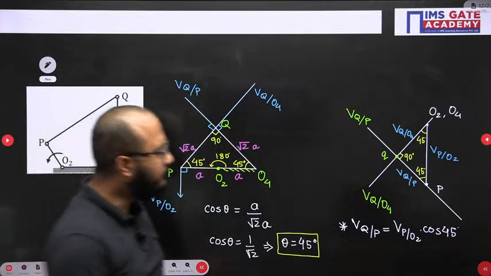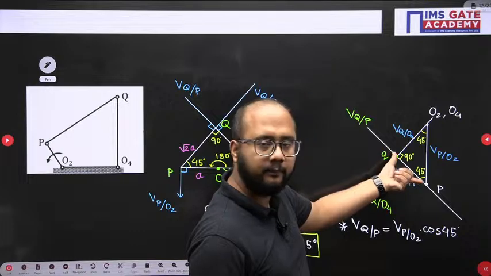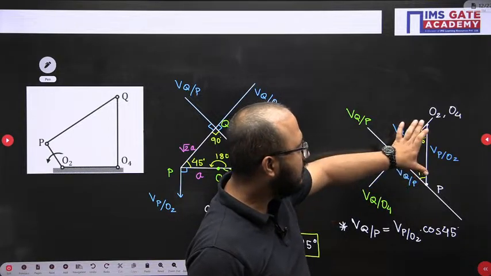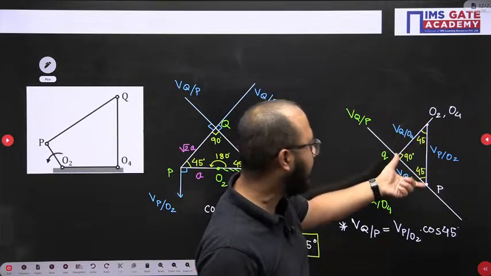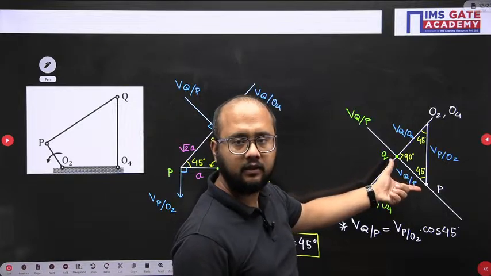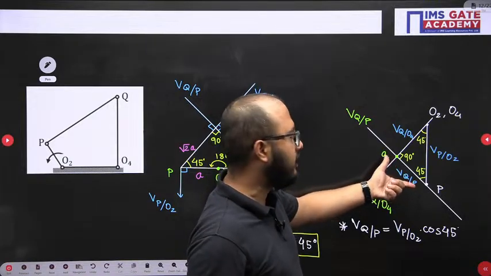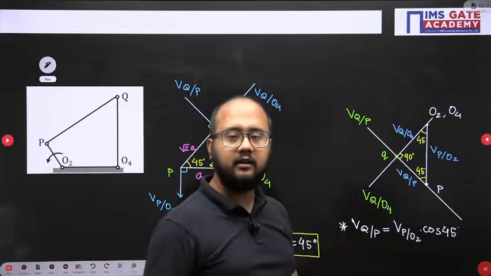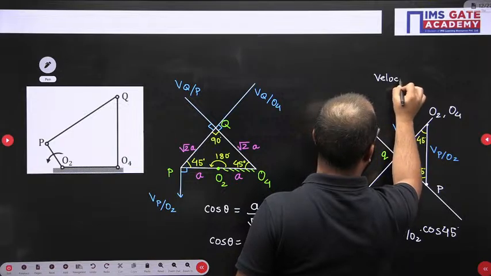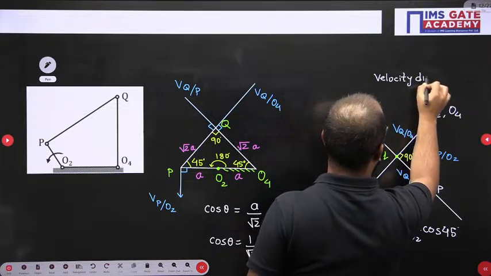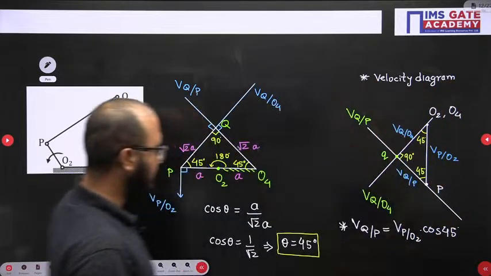Is it correct? Simple, no? This is a right angle triangle. So, this base I can write as the cos component of this inclined line. The cos component of P with respect to O2 will become the velocity of Q with respect to P. That's what I have written here. Using this relation, we will get the answer very easily. Okay, so this is our velocity diagram. In the next page, we will solve it further.